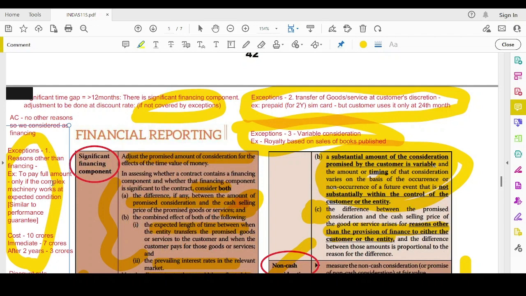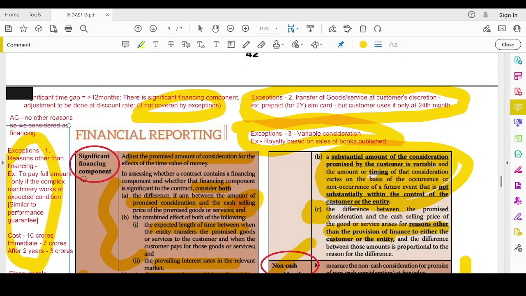Okay, if there is no repair and no damages until 2 years, then I will pay you 3 crores. This is like a retention amount, which is prevalent in many industries. Okay, retention amount is not a financing component. That's why it is excluded from the significant financing component definition.